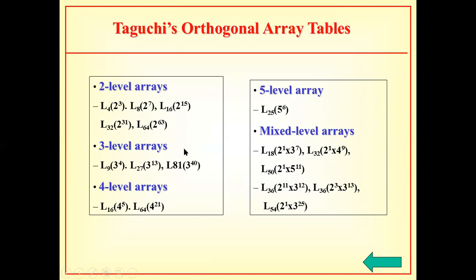If you see here, for example, 3 level 13 parameters, you only have to conduct 27 experiments. If you use the full factorial design, 3 to the power 13 means so many. I can't calculate like that. If you have 4 level 21 parameters, only 64 experiments. And another thing is you need not worry. These standard tables, standard matrices are available directly. Only your expertise is needed to select the right orthogonal array. All right.